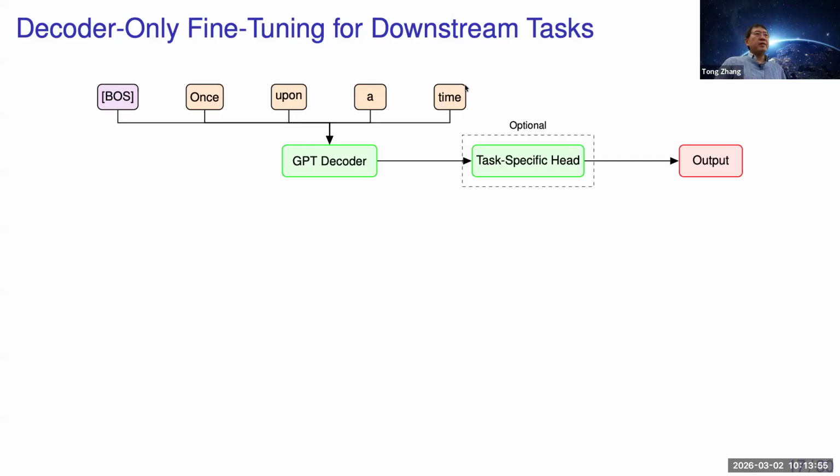Another way to do that is just treating that as a prompt. You just ask, what is the class? What is the sentiment of this? And then you have to produce either positive or negative. So essentially, you treat it as a prompt, using the sequence generation ability of a large language model to generate the final answer.